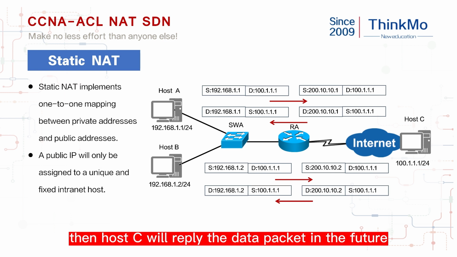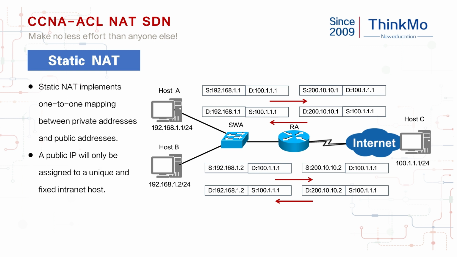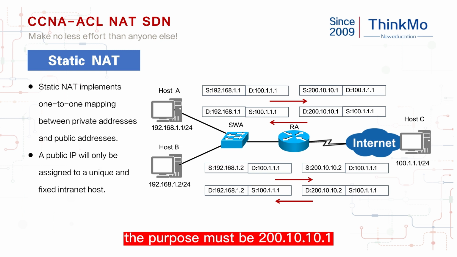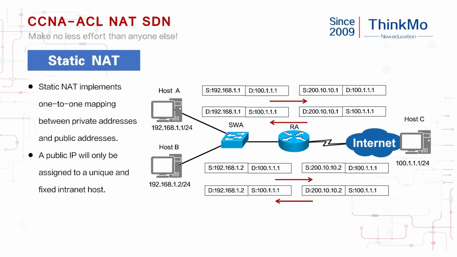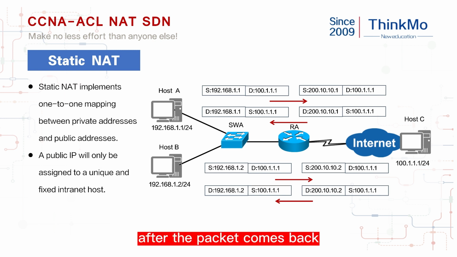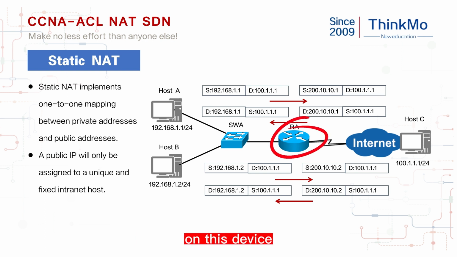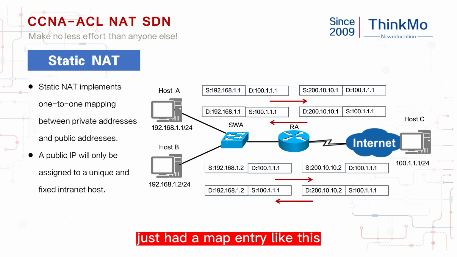Then go to communicate with host C. Then host C will reply with the data packet. It must reply to the destination IP that was sent, 200.10.10.1. Its source is itself. After the packet comes back to this device, it has a map entry like this, converted from 192.168.1.1 and this 200.10.10.1. So it will now change the destination IP to the IP of my host A. Then send it back to host A.